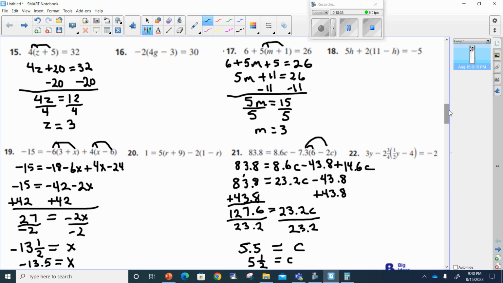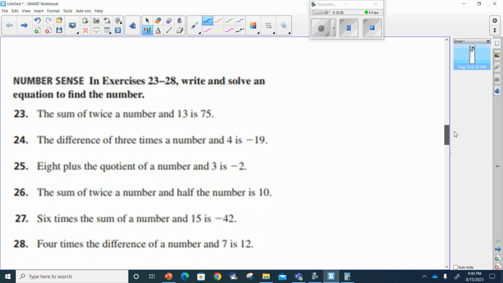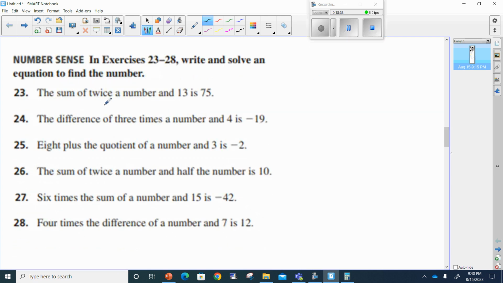All right, let's move on to number 23. It says, write and solve an equation to find this. 23 says, the sum of twice a number and 13 is 75. The sum of twice a number, sum means adding, right? So twice a number would be 2x. We don't know what the number is, but we're going to add it, the sum and 13, right? Twice a number and 13 will equal 75. To solve this, I'll subtract 13 from both sides.